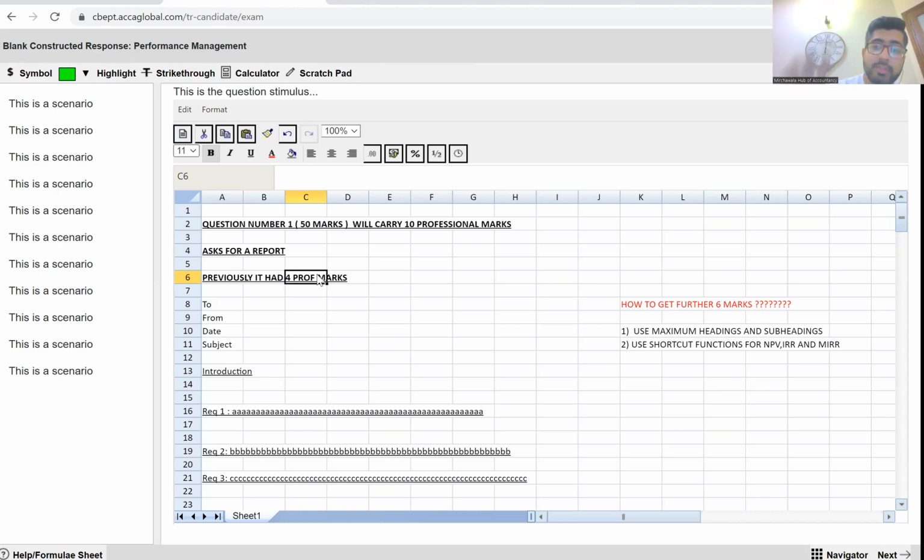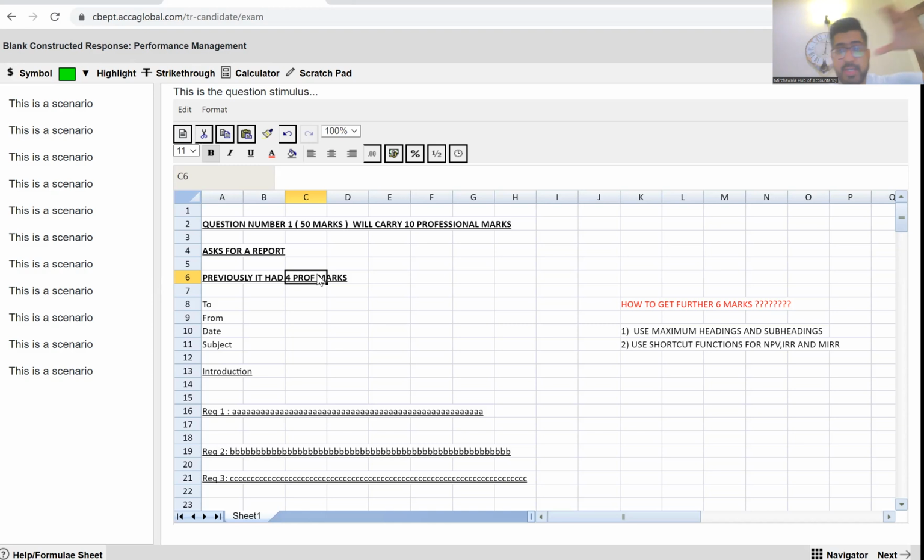Okay. Now this question number 1, 50 marks, will again ask for the report, but it will carry 10 professional marks. So you know how to get 4 professional marks via this format. How to get the extra 6 marks? The examiner has 2 instructions for you. Use maximum headings and subheadings. No need to teach that, I will put maximum headings and subheadings.